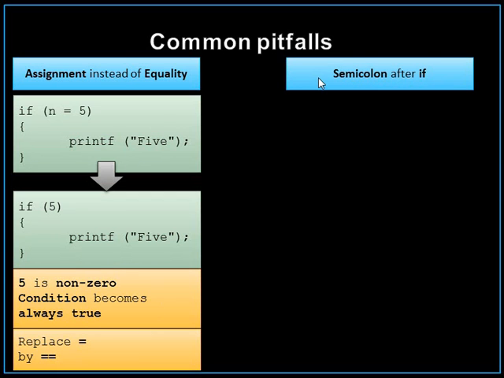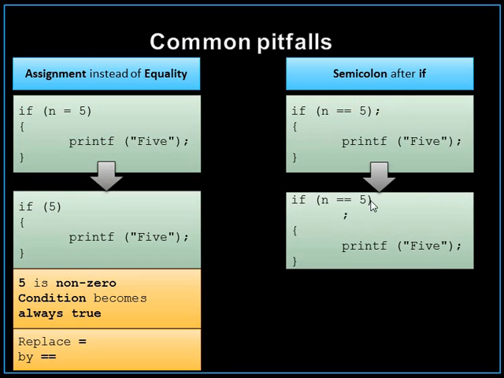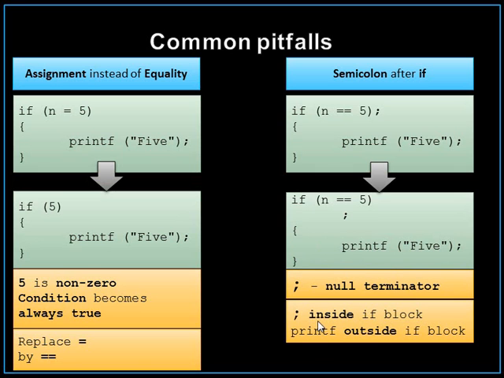Another common pitfall is the semicolon after the if statement. Sometimes you have corrected the assignment operator, put the equality operator, but you place a semicolon after the if. Now the semicolon denotes a null statement. It denotes nothing. It denotes an end. So it is expanded like this: if n is equal to 5, semicolon. Remember, the first statement is always in the if block if you don't use blocks. Now this printf 5 goes out of the if block. It is some other block. The semicolon is the null statement and it is inside the if block. So you should remove this semicolon.